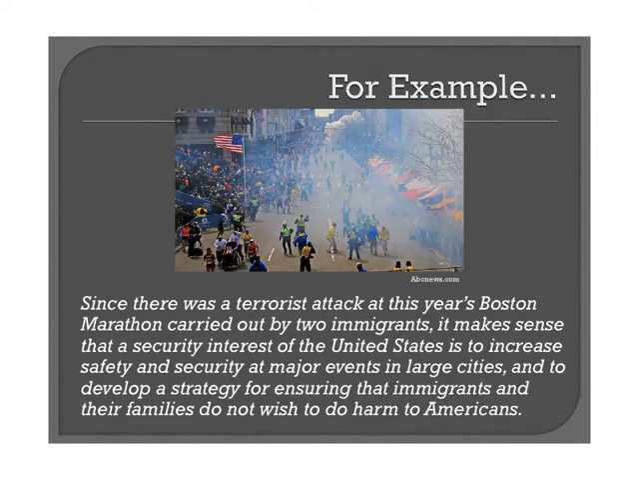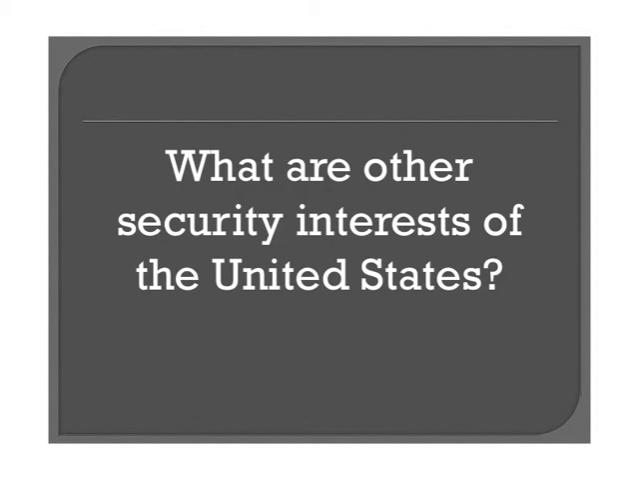In thinking about an example of a security interest of the United States, since there was a terrorist attack at this year's Boston Marathon carried out by 2 immigrants, it makes sense that a security interest of the United States is to increase safety and security at major events in large cities, as well as to develop a strategy for ensuring that immigrants and their families do not wish to do harm to Americans. Take a moment now and consider what are some other security interests of the United States.